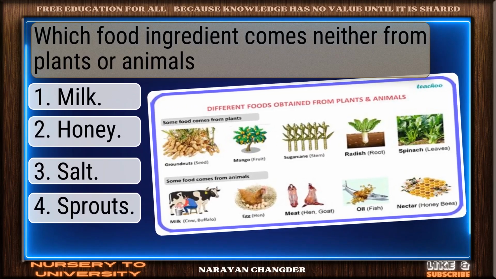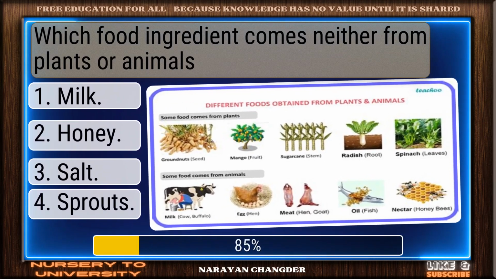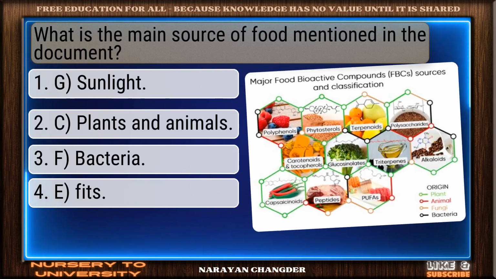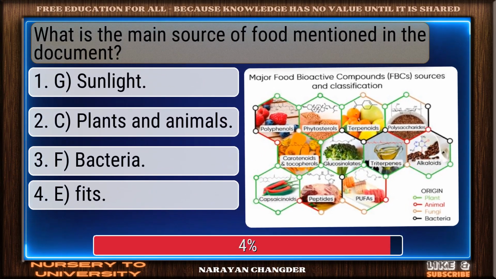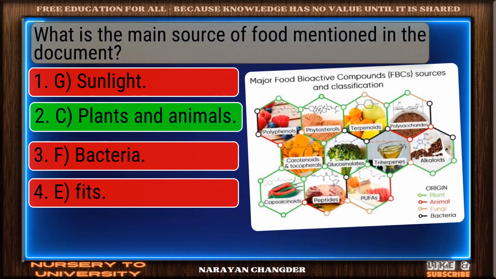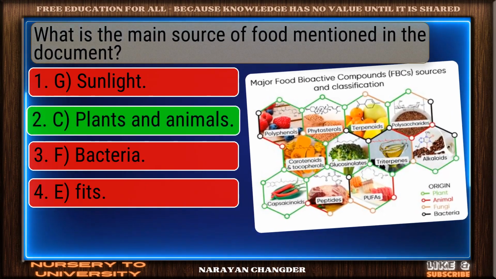Which food ingredient comes neither from plants or animals? Excellent. Salt is a brilliant choice. What is the main source of food mentioned in the document? Smart move. C. Plants and animals is an accurate answer.